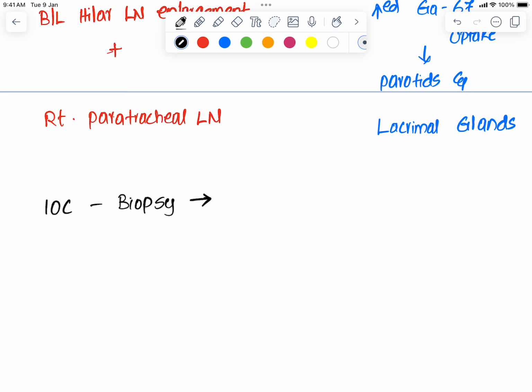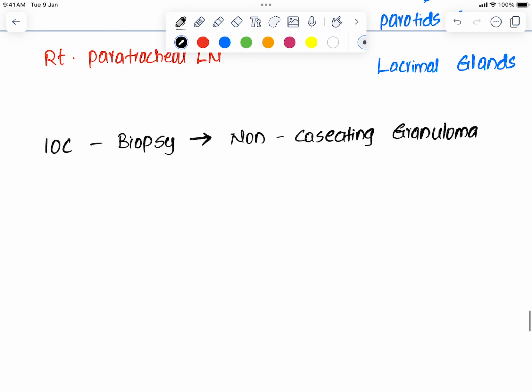Now, what does this biopsy contain? This biopsy contains the presence of non-caseating granuloma. All right. Then, what does this non-caseating granuloma contain? It contains giant cells, that is Langerhans giant cell or foreign body giant cell. And along with that, you have the presence of inclusion bodies, that is Schaumann bodies, asteroid bodies, and then residual bodies.